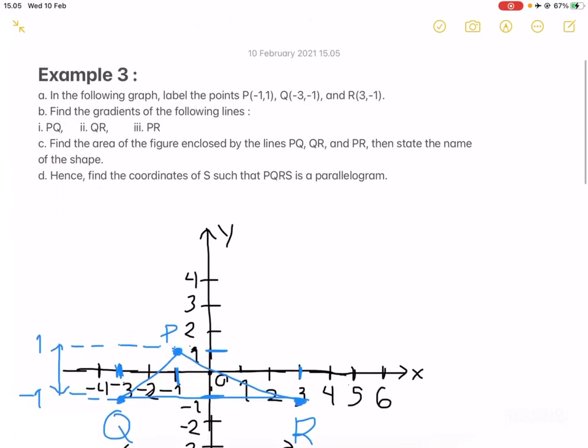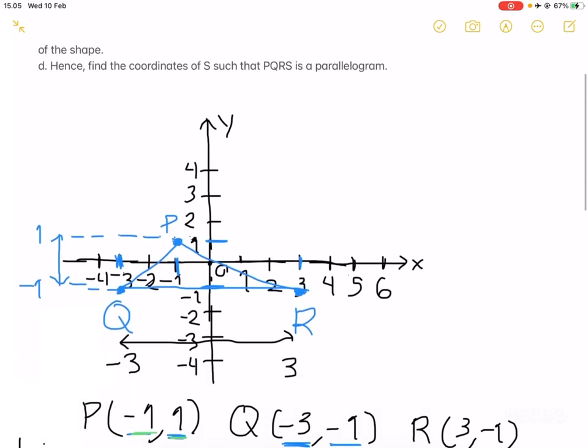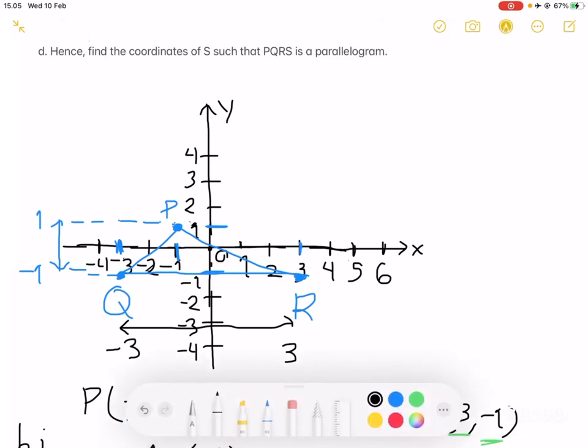Okay, so for D it's a pretty interesting one. We need to find the coordinates of S such that PQRS is a parallelogram. So we need to know the properties of a parallelogram. It has two pairs of parallel lines. So what we can do is just draw two parallel lines. First parallel to PQ, so something like this. And what I mean by parallel, I mean the same gradient. And you can just extend it way further. The more you extend, the better.